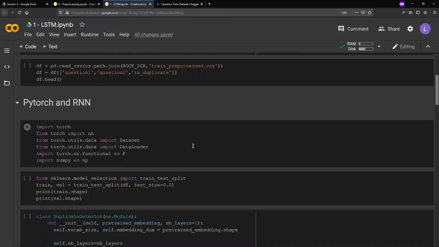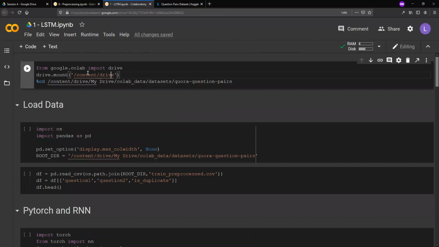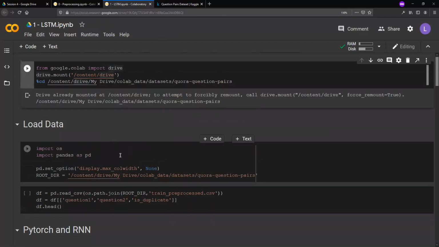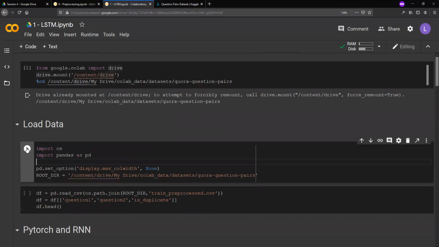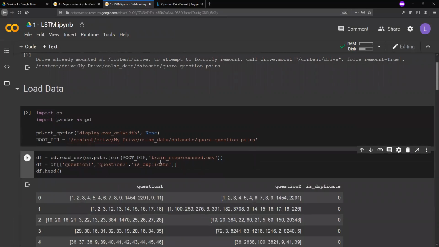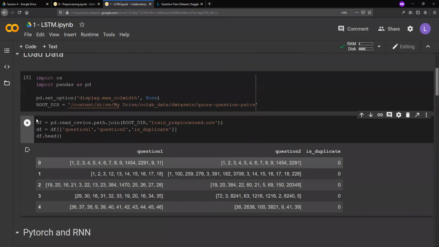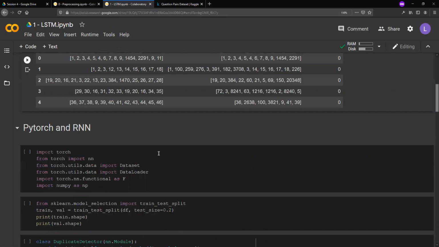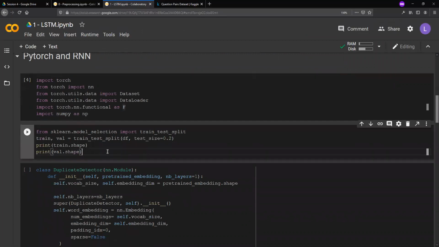Now, if we look at our LSTM model, what we can do is go ahead and mount our necessary imports. We'll go ahead and load in our already preprocessed training data. These are the imports of torch. What we do here is just split the data set from training to validation, where training will contain 80% of the original training data set and val will contain 20%.